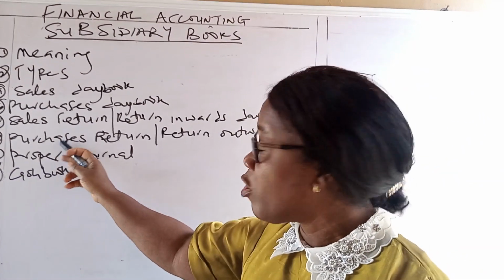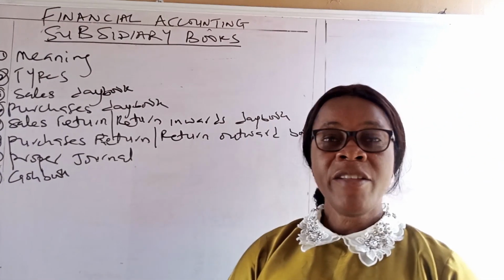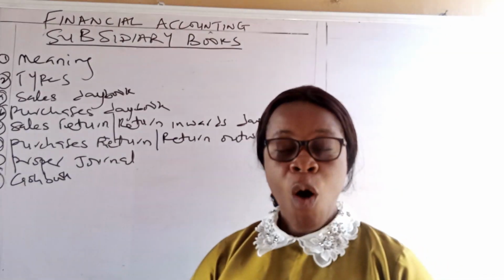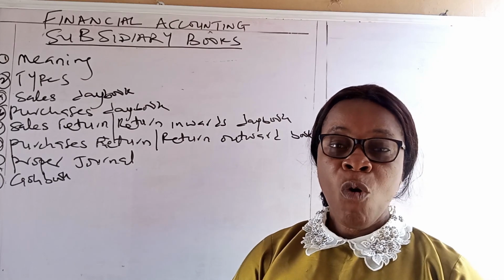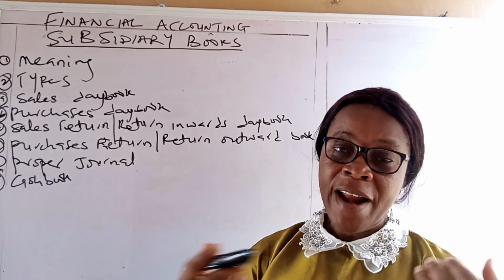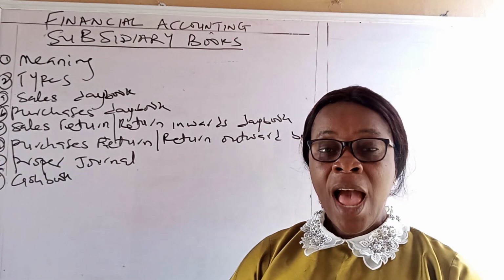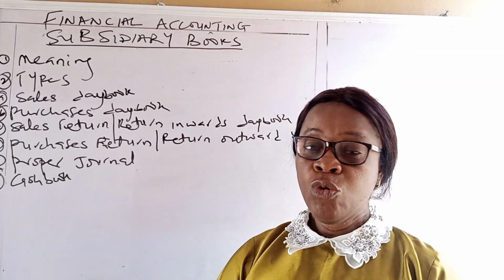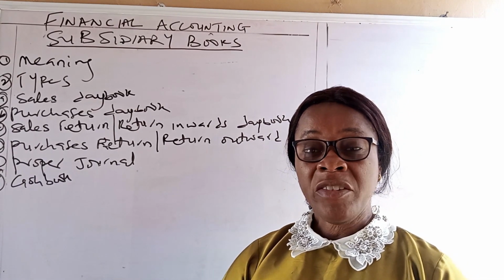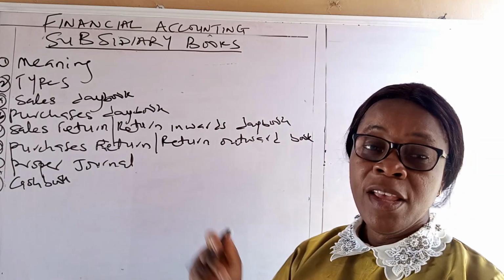Now the next one is purchase return book or return outwards day book. Return outwards day book or purchase return book is the book of original entry in which goods that have been bought from suppliers earlier on, and which are later returned back to the suppliers due to defects or damages, are recorded. The book where such transactions are recorded is the purchase return day book or return outwards day book.